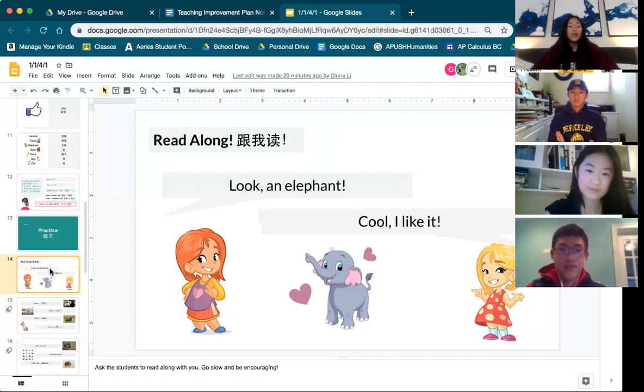And then you would say, okay, look, an elephant. But then you have to remember that they also previously just learned the phrase look an elephant. So maybe in this situation, you could ask them, 大家还记得 look 的意思是什么? And they could maybe respond, oh, look 就是看的意思. And then you could say, what about elephant? Elephant 的意思是什么? And they would say, oh, it's a 大象.